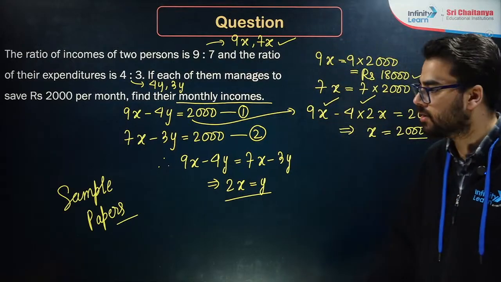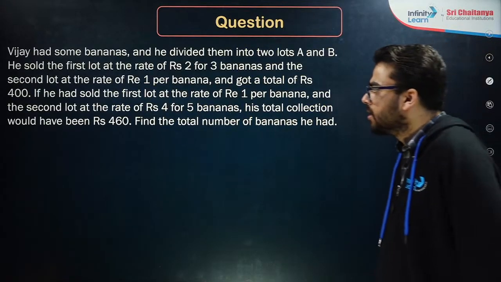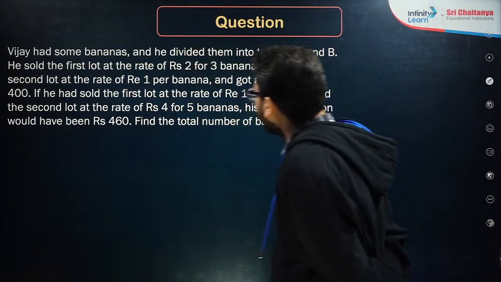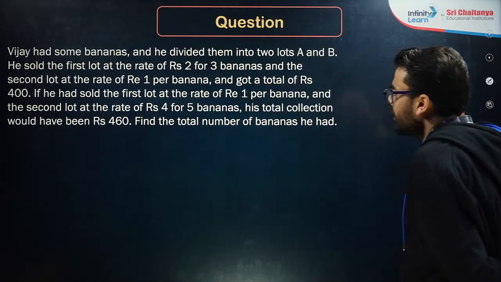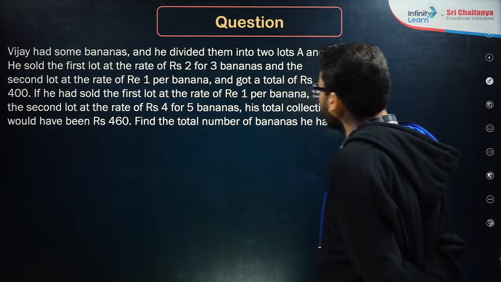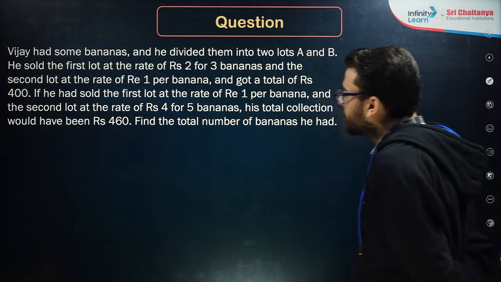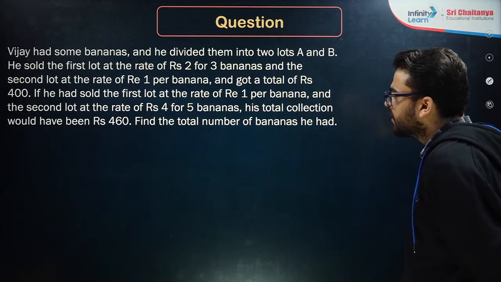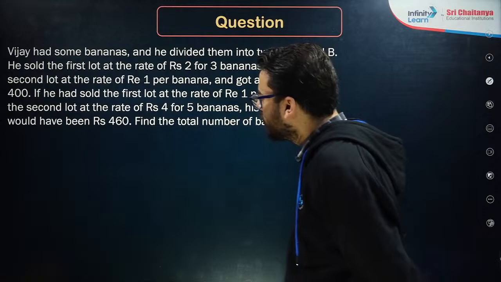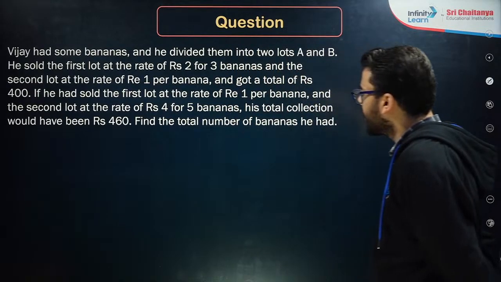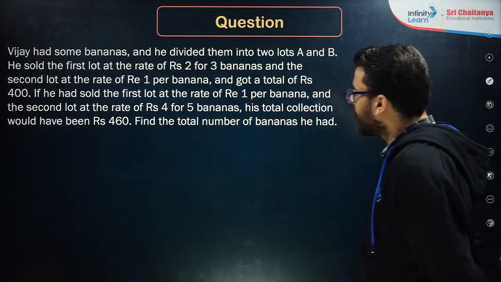Now try doing this question guys. So Vijay had some bananas and he divided them into 2 lots A and B. He sold the first lot at the rate of ₹2 for 3 bananas and the second lot at the rate of ₹1 per banana and got a total of this. If he had sold the first lot at the rate of ₹1 per banana and the second lot at the rate of ₹4 for 5 bananas, his total collection would have been this. Find the total number of bananas he had.